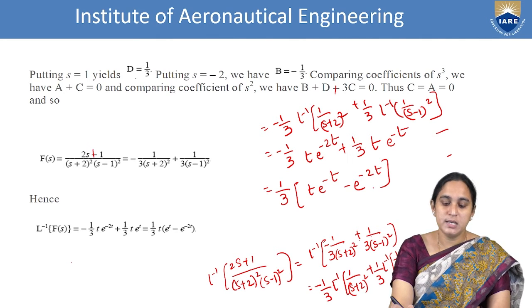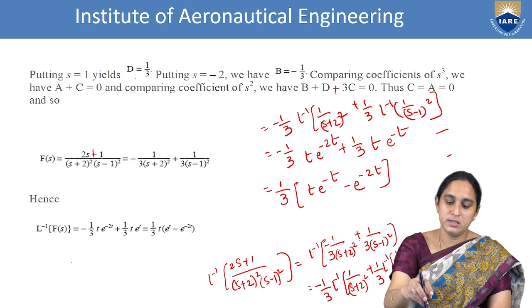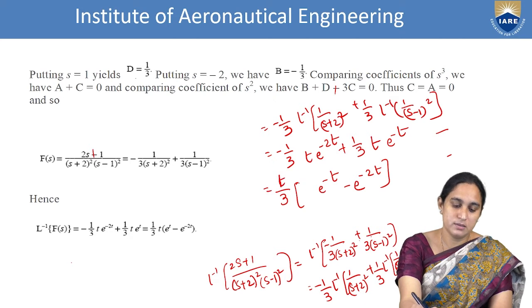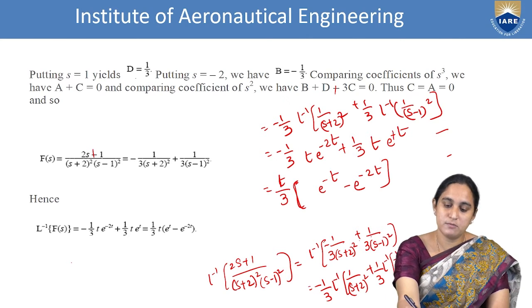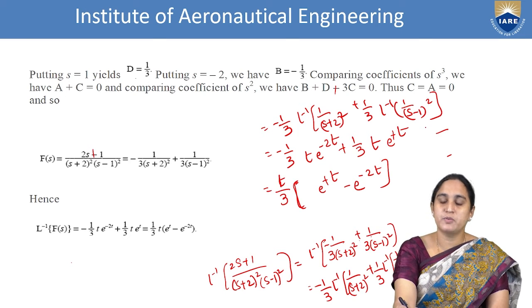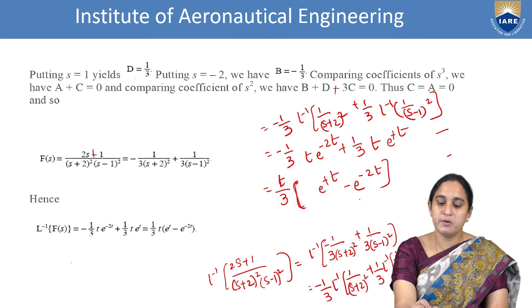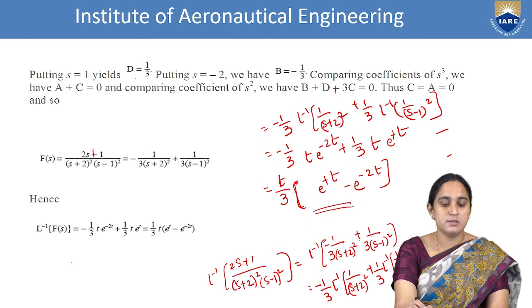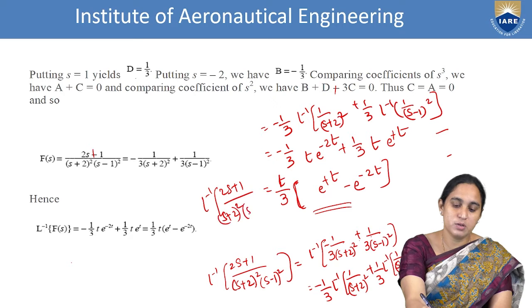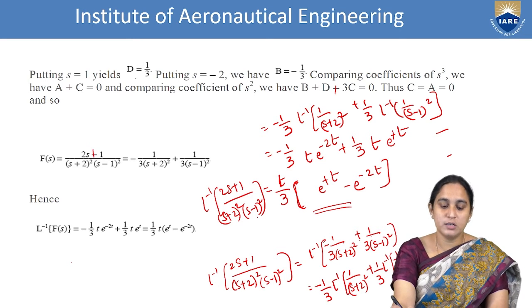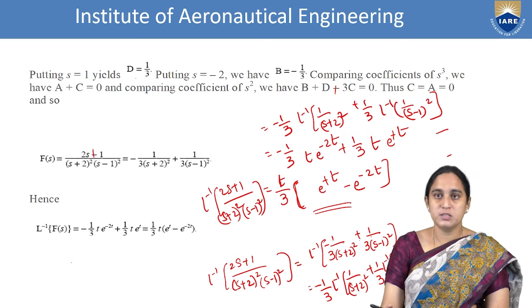1 by 3 into t into e power minus t, sorry, t is also common, here t by 3 into e power minus e power plus t. Why? Because here 1 by s minus a means that is e power t form, that is e power t minus e power minus t. Therefore, for the final answer for the question, Laplace inverse of 2s plus 1 by s plus 2 whole square into s minus 1 whole square is equal to what? t by 3 into e power t minus e power minus 2t. Okay, this is the first question answer.